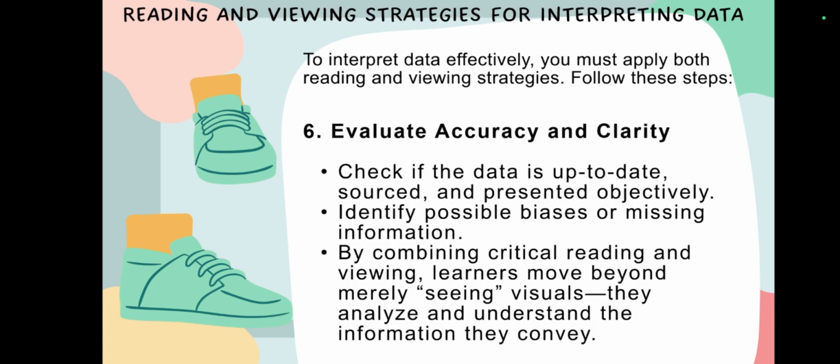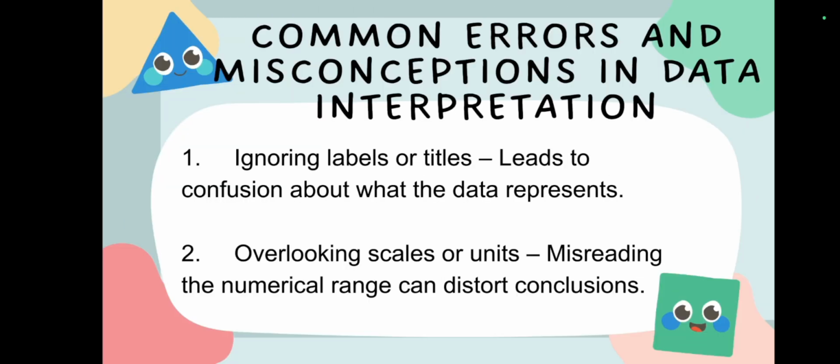And then, number 6, evaluate accuracy and clarity, wherein check if the data is up to date, sourced, or presented objectively. Identify possible biases or missing information. And then, by combining critical reading and viewing, learners move beyond merely seeing visuals. They analyze and understand the information they convey. Now, here are the common errors and misconceptions in data interpretation.